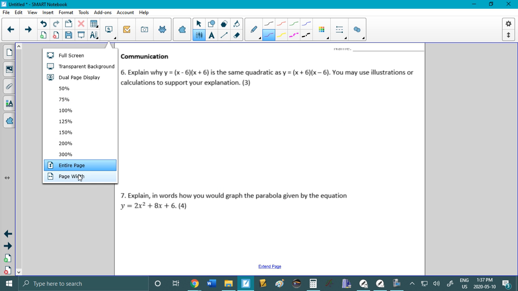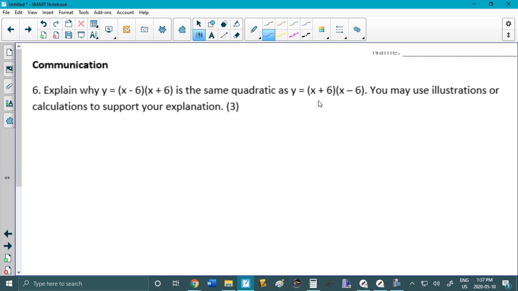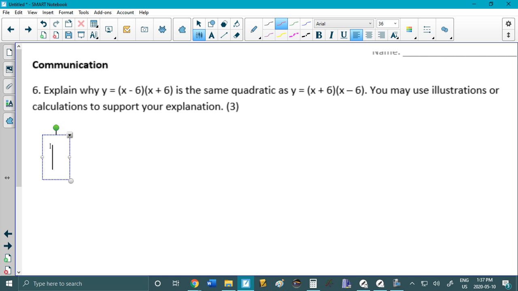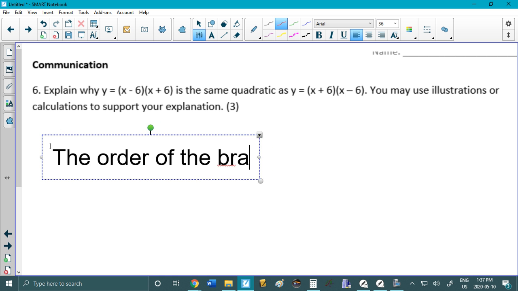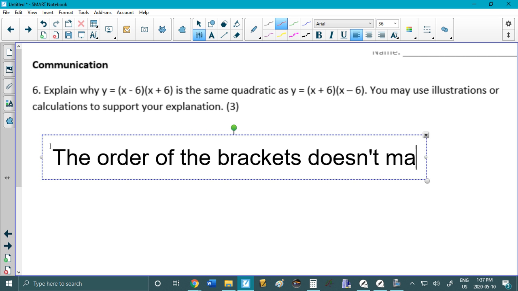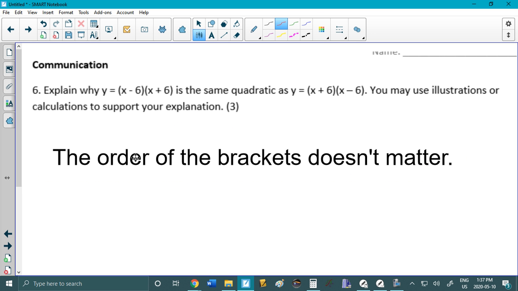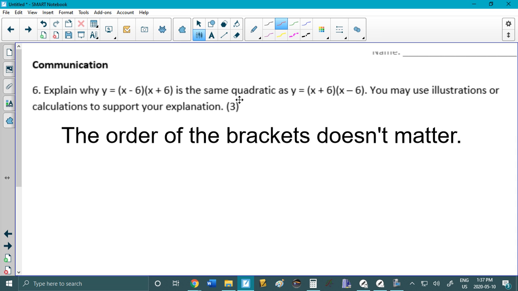All right, last part. Explain why this and this are the same. So hopefully you can look at that and know that they're the same. So if you said something like this, or you could say the order of the brackets doesn't matter. All right, now, do you think that's worth 3 marks? Probably not. It's a 3-mark question.